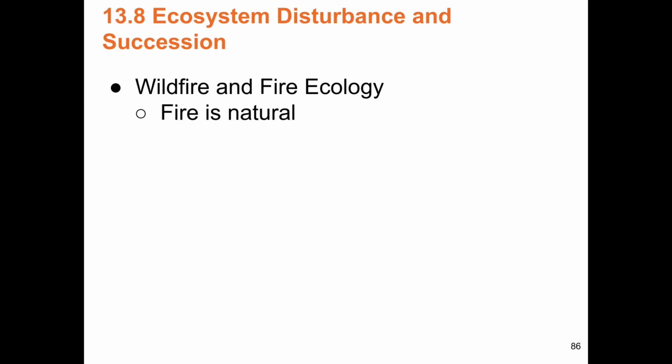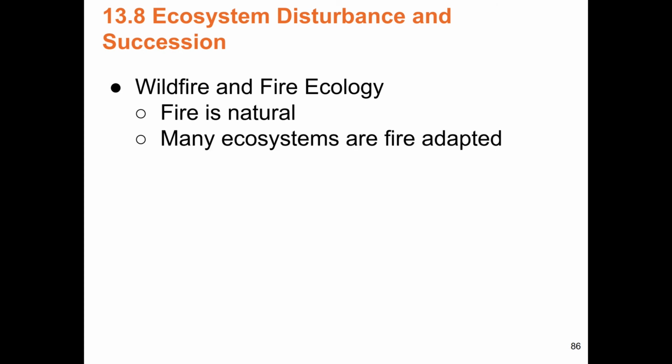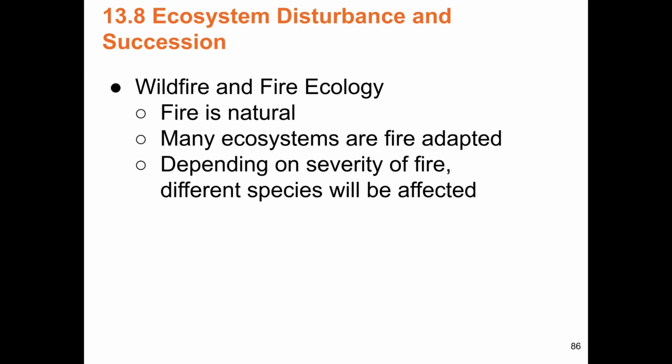Wildfire and fire ecology is part of this. Fire is a natural phenomenon. Many ecosystems, California's ecosystems, are fire adapted. Depending on the severity of the fire, different species will be affected differently. In a mild fire, for example, maybe flowers or small plants would get utterly destroyed, but the trees with thick enough bark would be left alone and they would be fine. So it depends on the severity of the fire.